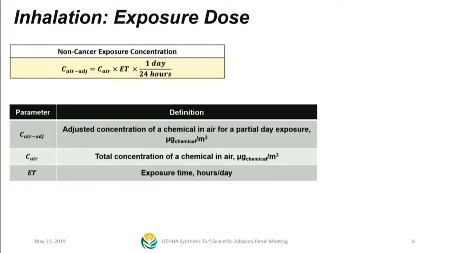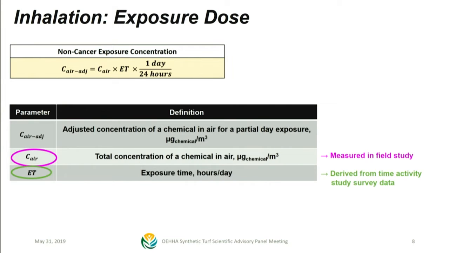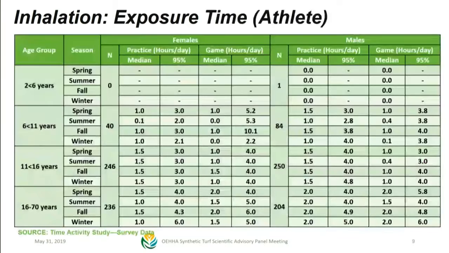Typically, concentration values for long-term near continuous exposures, such as with a residential scenario, are considered for the chronic inhalation non-cancer assessment. This, however, is not the case with synthetic turf field users. They are only on or near the field for a few hours a day, for a few days per week. So for this reason, an adjusted concentration of a chemical is used to estimate exposure for the partial period of the day that they are on the field. This parameter is derived by multiplying the concentration of a chemical in air that was measured in the field study by the exposure time. And the values for exposure time are derived from the survey data that I previously discussed.